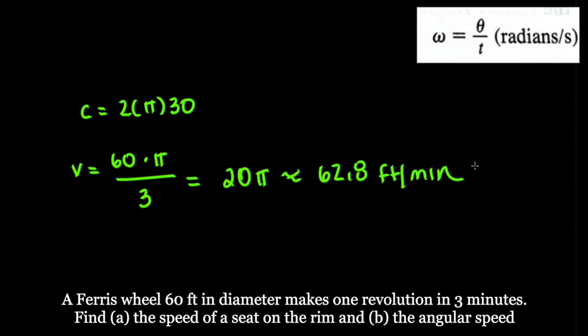Now for the second part of our problem. We are told to find the angular speed. The formula for angular speed is shown on the screen. Now all that we simply need to do is put in the values that we know. So our unknown variable equals 2 pi divided by 3. 2 pi divided by 3 approximately equals 2.1 radians a minute. So these are our final answers.